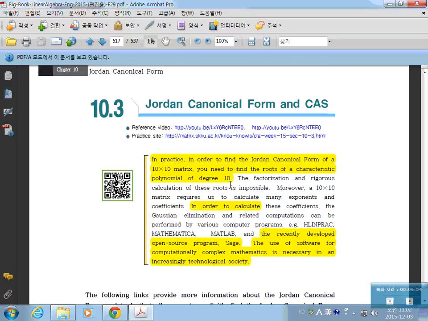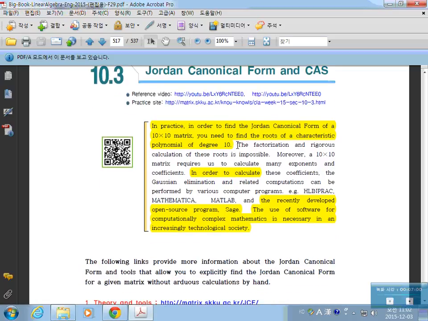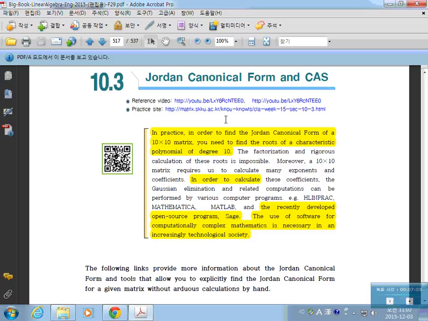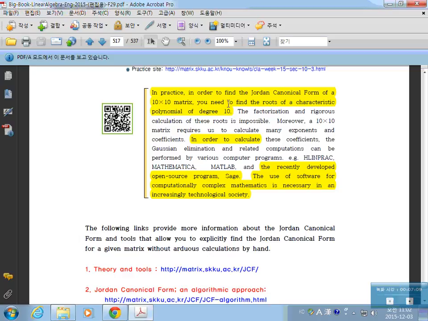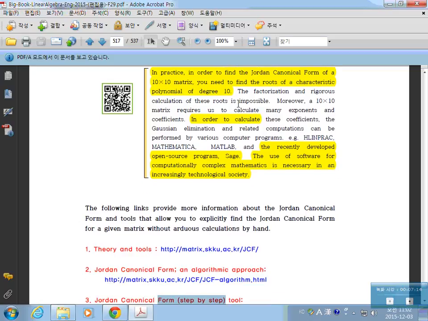in section 10.3, Jordan canonical form and computer algebra system. In practice, in order to find the Jordan canonical form of a 10 by 10 matrix, you need to find the roots of a characteristic polynomial of degree 10. You have to factorize that polynomial to find the eigenvalues, solve the linear system of equations to find the corresponding linearly independent eigenvectors, and compute powers of the matrices.